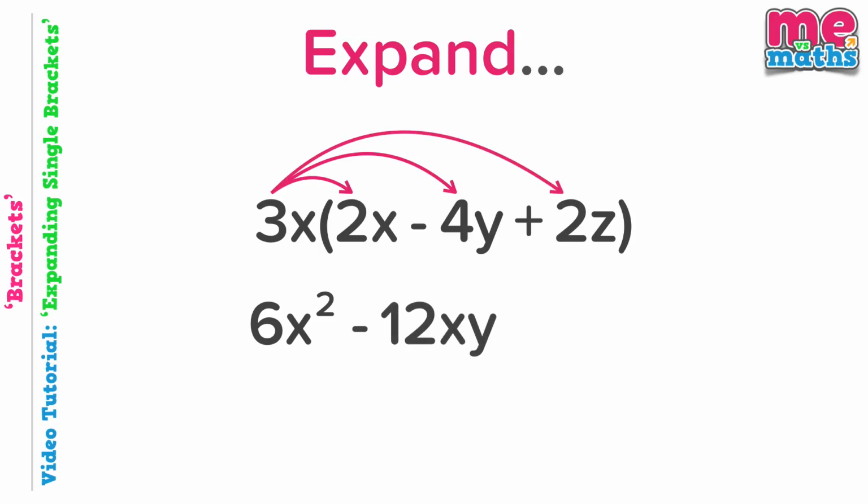Finally, 3x times 2z. These are both positive, so it'll be a plus. 3 times 2 is 6, and x times z is xz, giving plus 6xz.